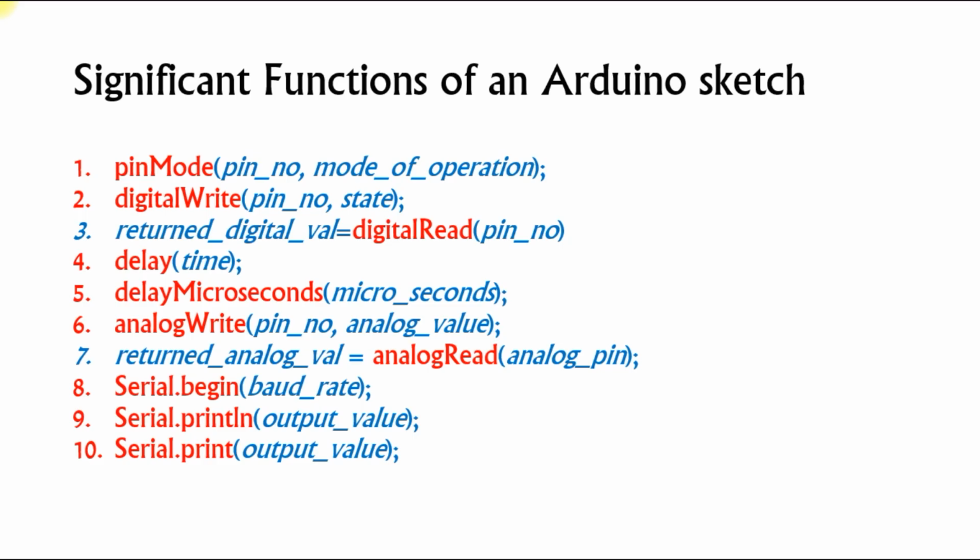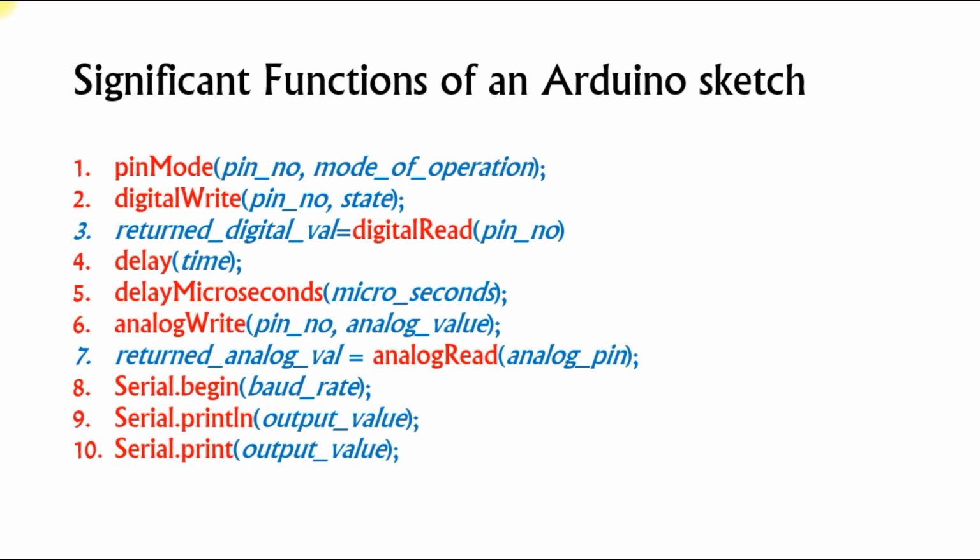Before, we saw digital values have only two states, 0 or 1. Here we have 256 numbers, which is why it is called analog. Analog means a continuously varying parameter, that's all. Within the bracket of the analogWrite command, tell the pin number and the analog value. This is the command for analogWrite, followed by the seventh one, analogRead. This is very similar to digitalRead, where we mention the pin number.